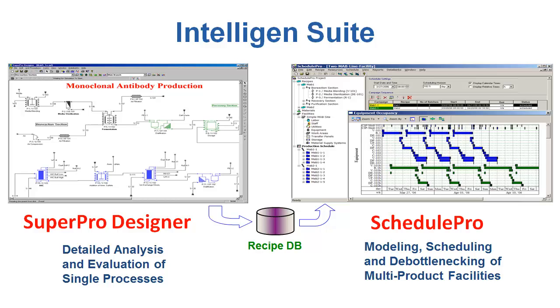Alternatively, recipes can be developed directly in SchedulePro. Note that SchedulePro plays a dual role. First, it extends SuperPro's capabilities for process modeling, capacity analysis, and optimization to multi-product facilities. And second, SchedulePro handles production planning and scheduling of these facilities on an ongoing basis. This video will describe both of these roles in detail.